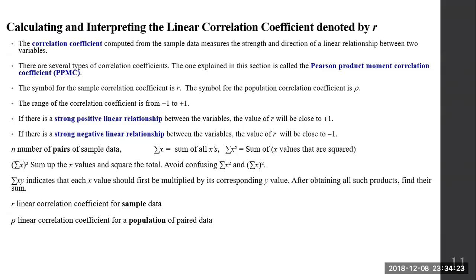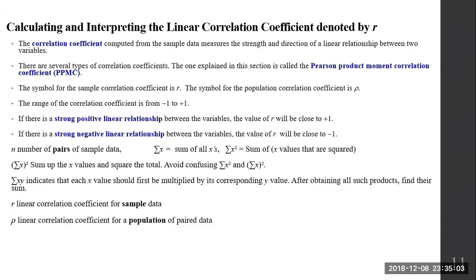Summation of x, the symbol sigma means summation, so summation of x would be the sum of all x's. Summation of x squared would be the sum of x values that are squared. Summation of x and then a square means sum up the x values and square the total. Don't confuse summation of x squared with summation of x and then a square. The first one, you look at the sum of x values that are squared. The second one, you sum up all the x values and then you square it.